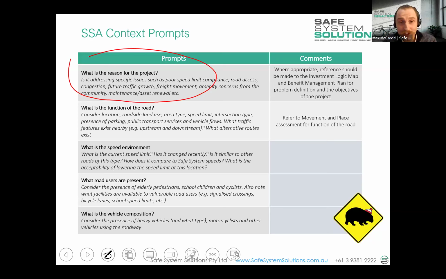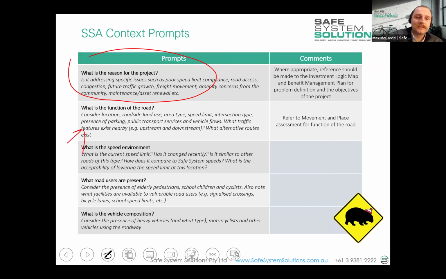It can be a difficult conversation to have with your client when you're giving them this report that says you're basically making things worse for safety. But that is the point of the Safe System Assessment: to be objective about the level of risk associated with the existing condition and design solutions.